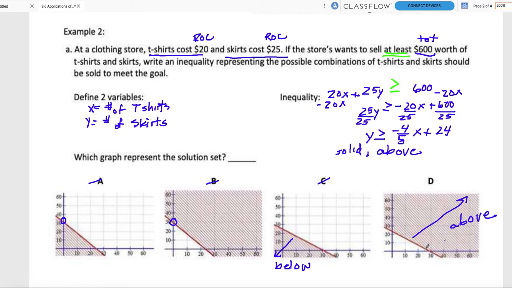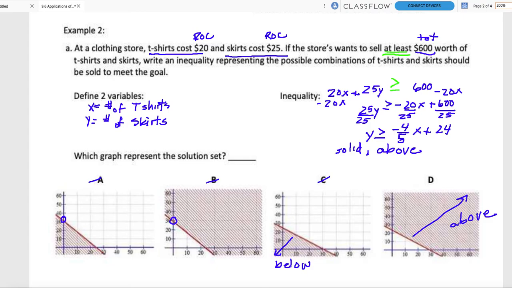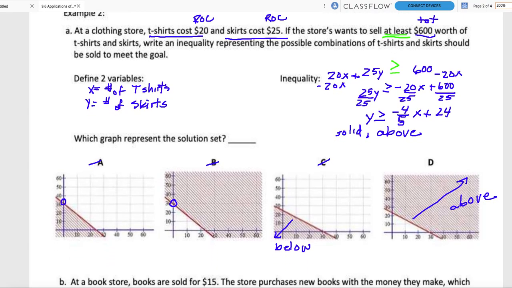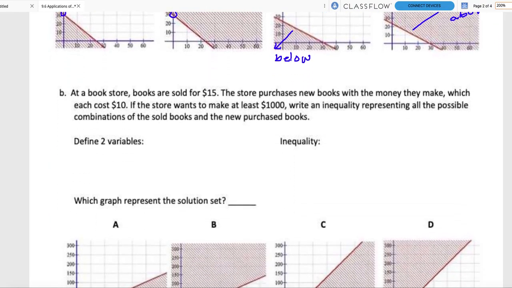And let's see if we can find anything to just reinforce that. No, I don't have to. That's enough. Negative slope, solid line, shading above. That's plenty. Okay, one more example. Same thing, we're doing a standard form.